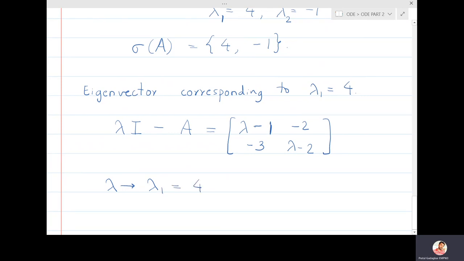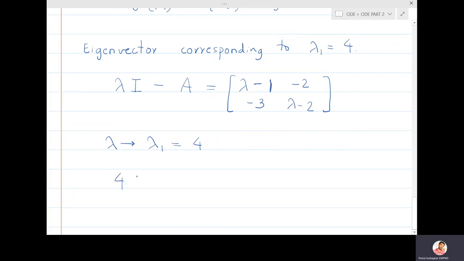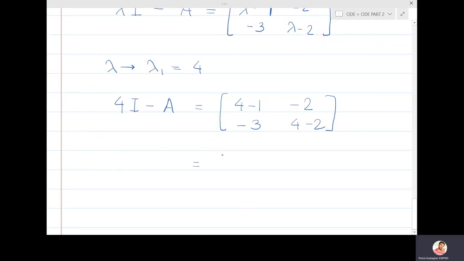That means I am going to write 4I minus A. Wherever there is lambda, just replace it by 4. So this will be 4 minus 1, minus 2, minus 3, and 4 minus 4. This is [[3, minus 2], [minus 3, 2]].